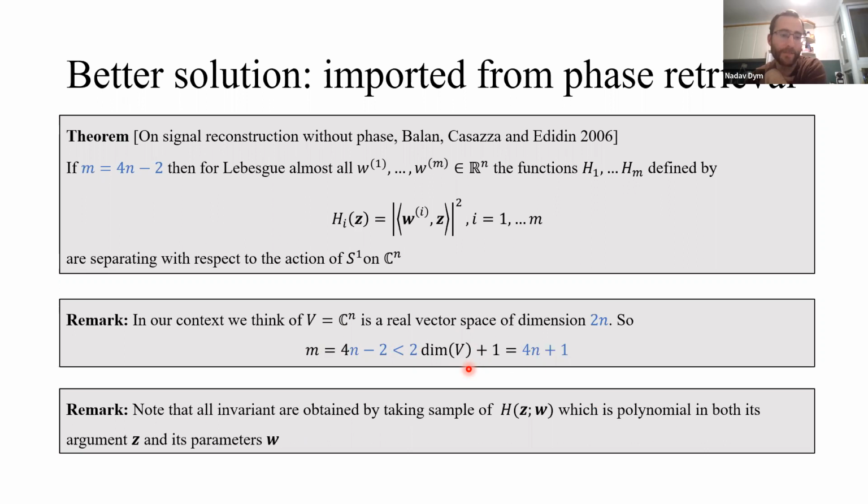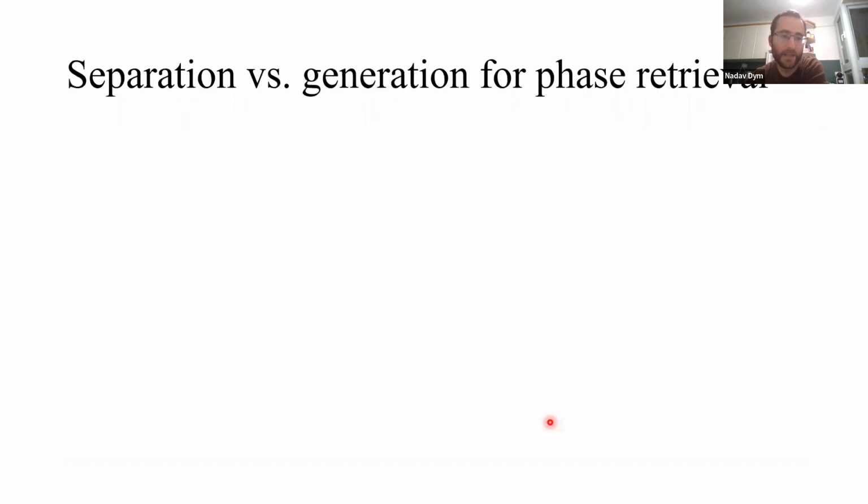But we'll see that it gives us something more efficient. What's crucial here is that the measurements we're talking about are basically polynomials, not only in z, but also in these parameters w. So we have a continuous family of invariants, and we're going to be able to randomly choose some of them.